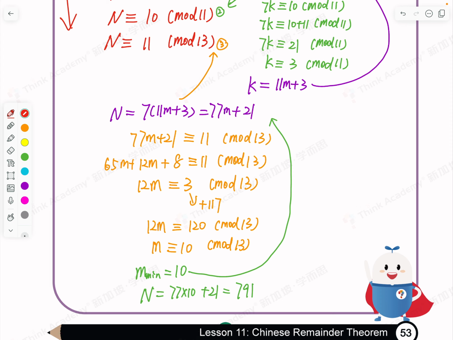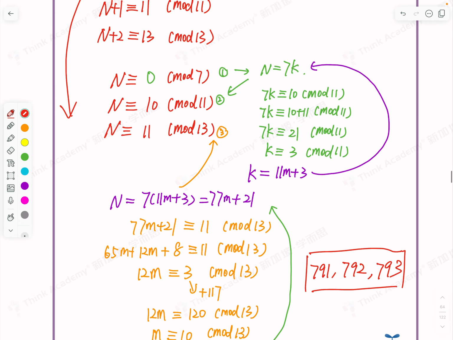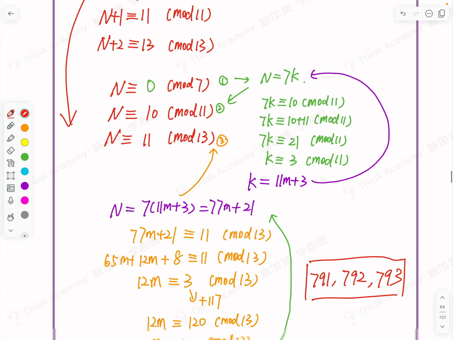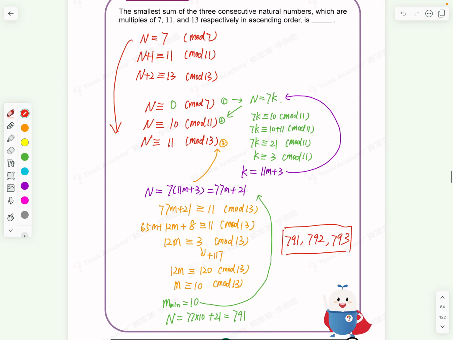So what's the 3 consecutive number? 791, 792, and 793. Okay, so this is our congruent equation. So seems very difficult, but you are very familiar with that. You practice more, so it will be a very easy question.